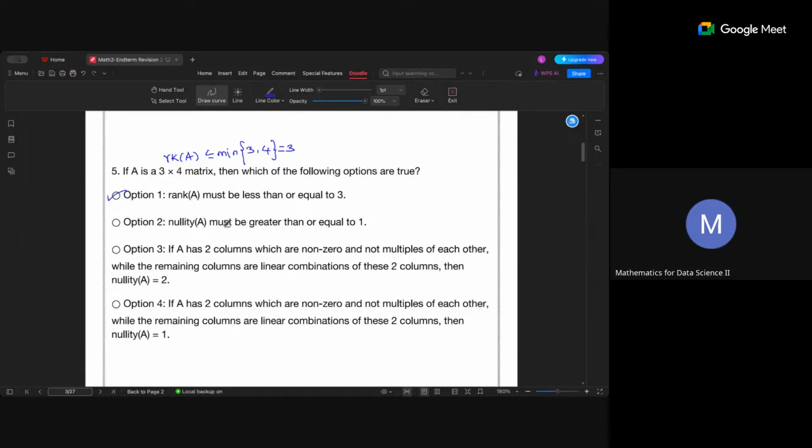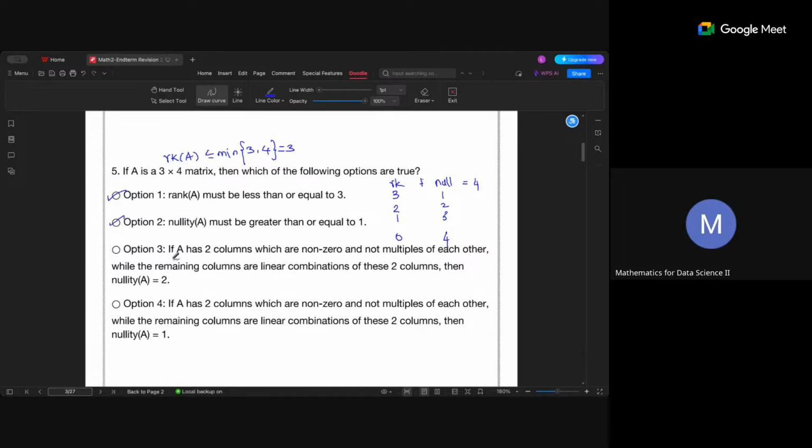Nullity of A must be greater than or equal to 1. Is that correct? True. In this case, yes. That is because rank plus nullity should be equal to 4, right? So rank can be either 3, 2, 1 or 0. So the corresponding nullities can be either 1, 2, 3 or 4. So it is always greater than or equal to 1 for this case.